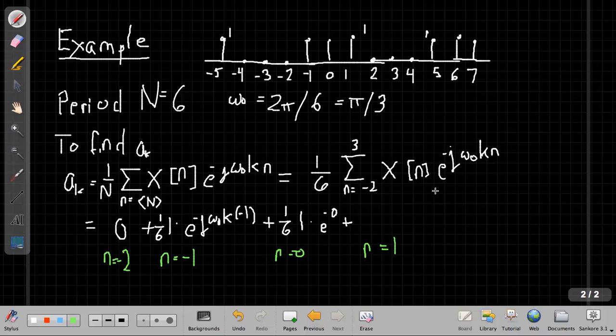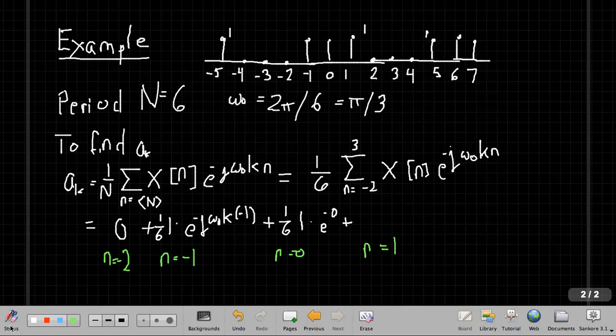When I do that, I have x of 1, and again the value is 1. I can leave that off for now. So I have 1, I have my 1/6 again. Can't forget that. 1/6 times 1 times, again, e to the minus j omega naught times k, and then n equals 1. So I put that in up here. And then I go on to my next term.